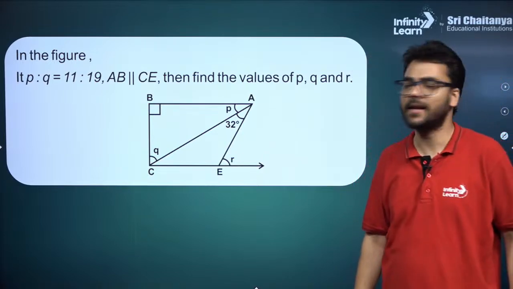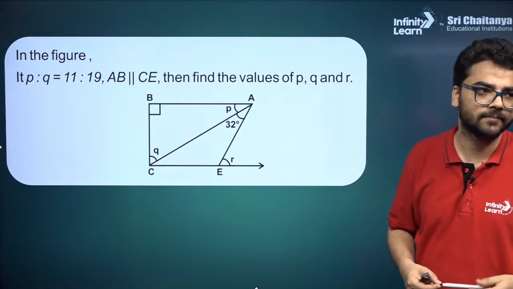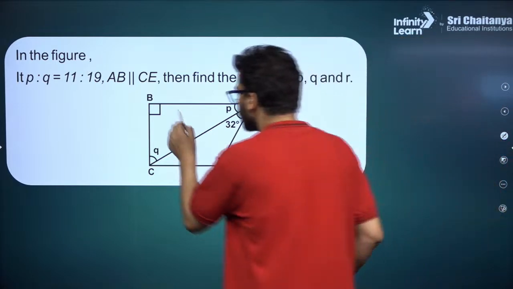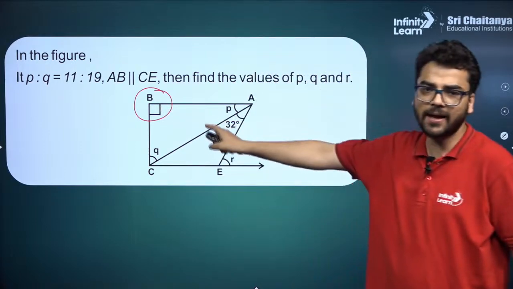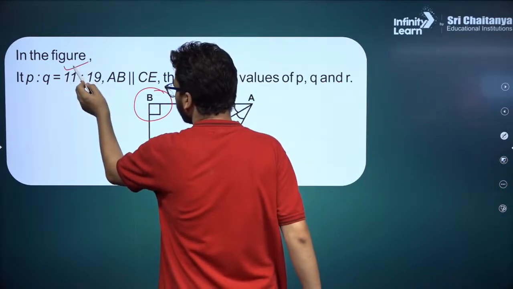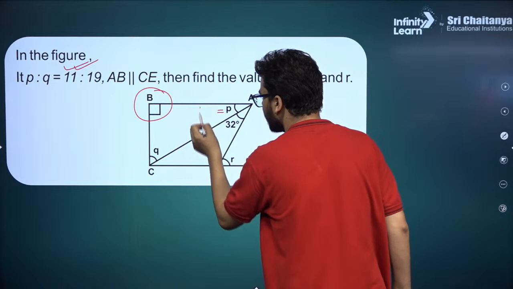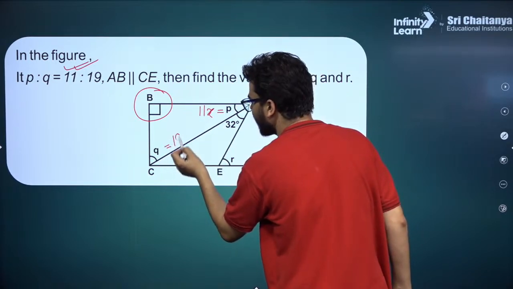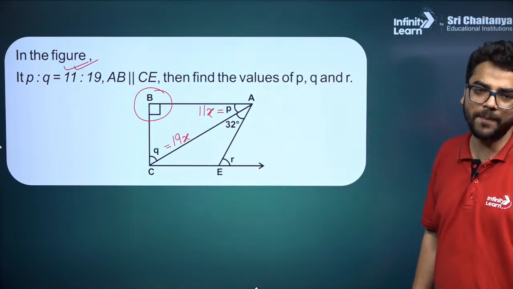Okay, try doing this and let me know the answer, guys. You see over here, this sign shows that this angle is 90 degrees, right? This sign shows that angle B over here is 90 degrees. It is also given that P is to Q is 11 is to 19. So can I take P in the form of some variable, suppose 11x, and Q I have to take to be equal to 19x, right? In the form of variables I'm talking about over here. I hope it is clear.